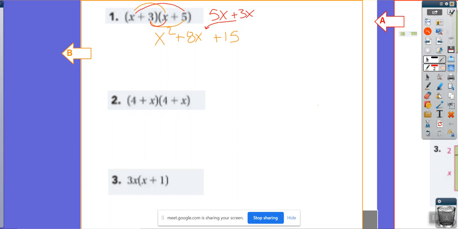All right, Anna, did you use rainbows and smiley faces, or did you use a divided rectangle? I used rainbows and smiley faces as well. Okay, so go for it. So first I combined 4 and 4, which is 16. And then I combined 4 and x, which is 4x. And then I combined x and 4, which is also 4x. And then I combined x and x, which is x squared. And that combined is x squared plus 8x plus 16.